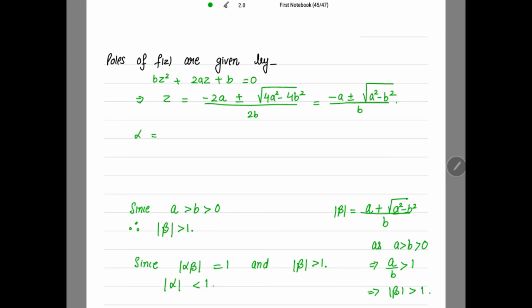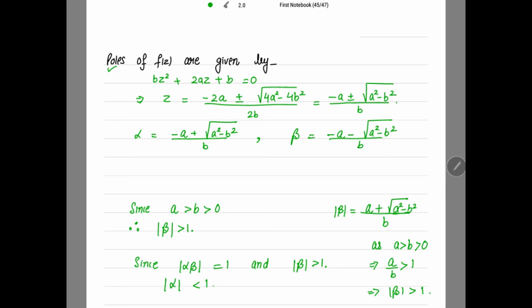One root is taken to be alpha, which is minus a plus square root of a square minus b square over b. And the second I am taking beta, which is minus a minus square root of a square minus b square over b. Fine. And alpha and beta are nothing but poles of f of z, because we are finding the poles. Now to check which pole falls inside the circle, we have to check this.